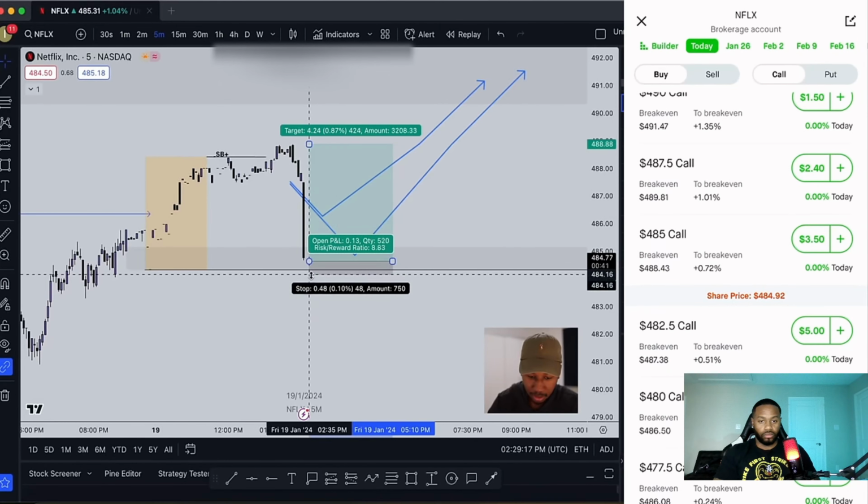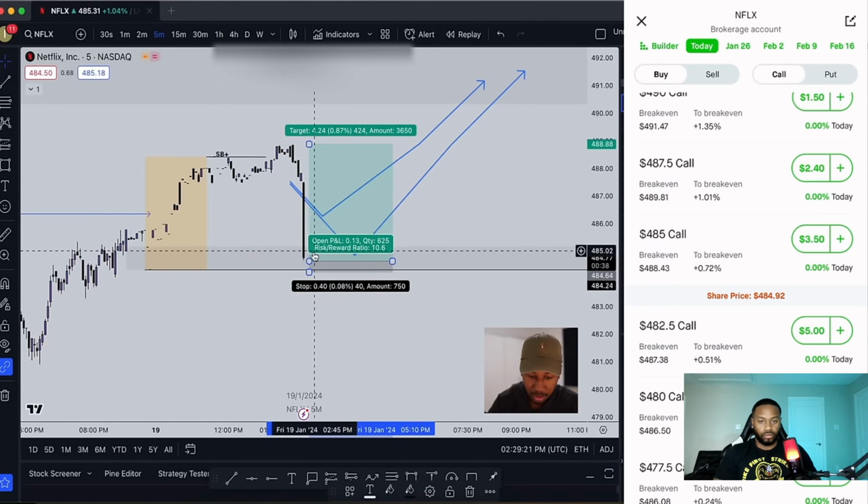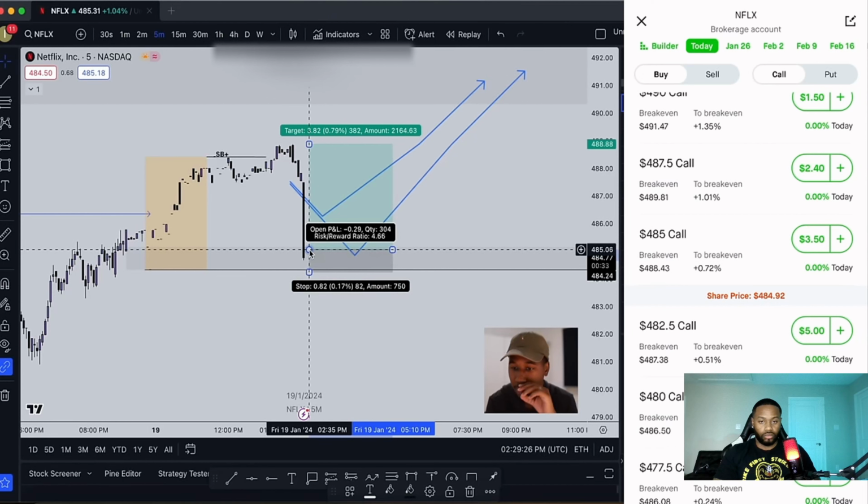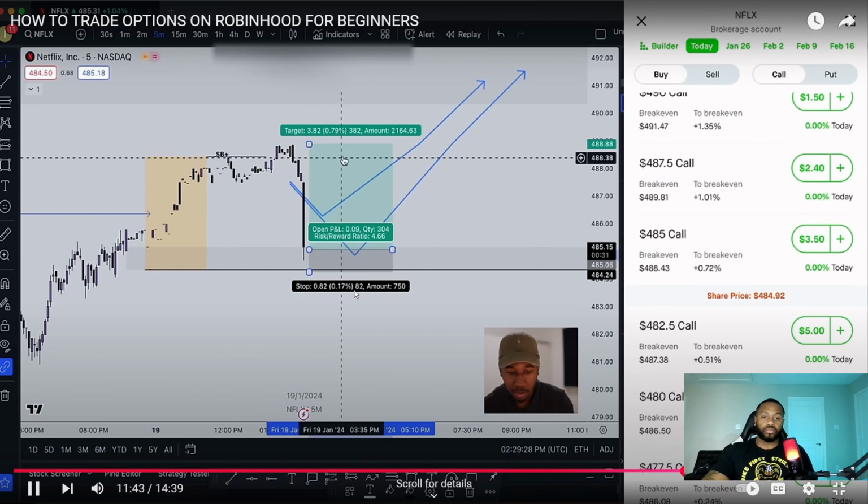And I'm actually going to set my stop right there. And maybe the entry will be somewhere right there. So yeah, and I'll be looking.